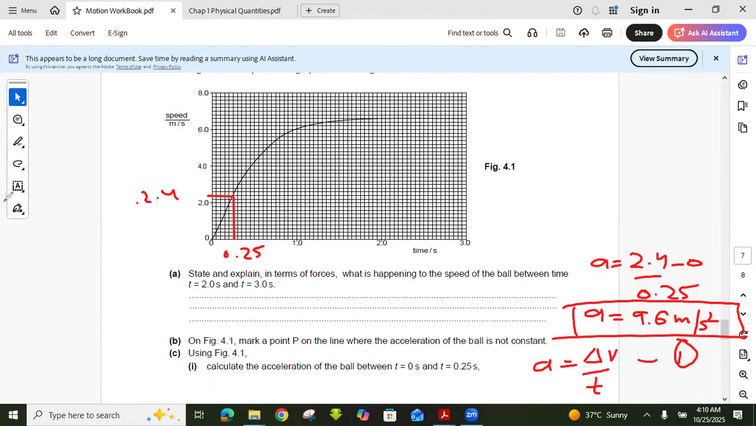Exactly, you're right. And your desired answer is also 9.6 to 10. So there is a range according to the marking. Your answer should be between 9.6 till 10 meters per second squared. So we are getting 9.6, that means our answer is correct.